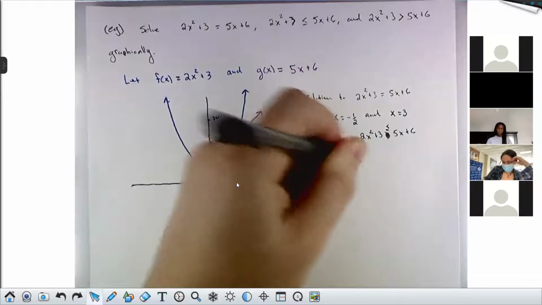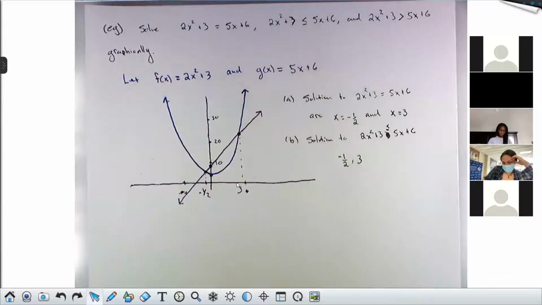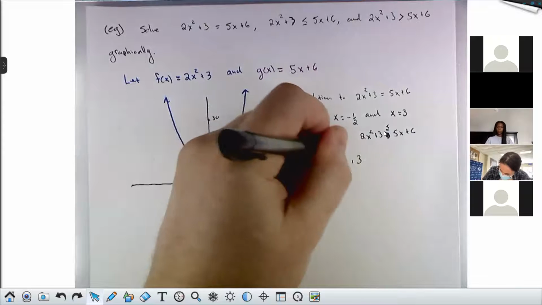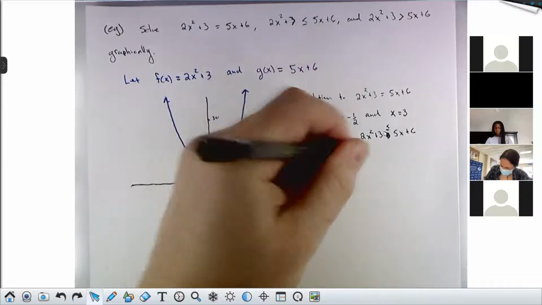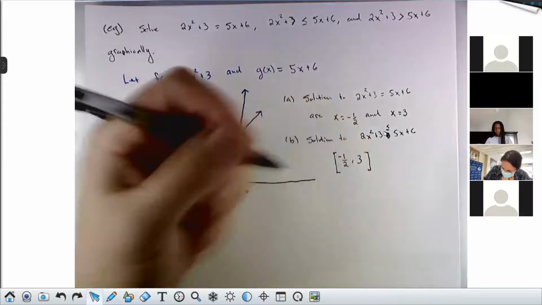And then we want to be a little bit careful about whether this should be an open interval or a closed interval. Is this inequality true when x is exactly equal to -1/2? Yeah, it is, right? Those guys are actually equal to each other at -1/2. So because this is a less than or equal to, we want to include this endpoint. And for the same reason, we'll want to include the 3.